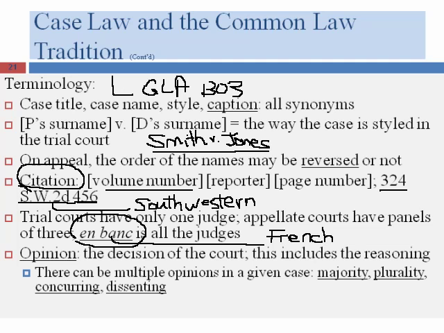Let's look at the term opinion. The opinion is the decision of the court. It's going to be written, and it's going to include the reasoning of the court, not only what the court is deciding, what's going to happen to Smith, what's going to happen to Jones, but also why it's happening, what the rationale is, what statute the court is relying upon, what cases the court is relying on. If it's an appellate court, there may be multiple opinions. There could be a unanimous opinion. Obviously, if it's unanimous, you know all of the justices agree. So if it's a court of appeals, it's a 3-0 verdict.